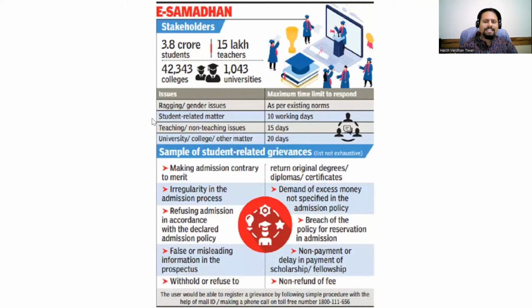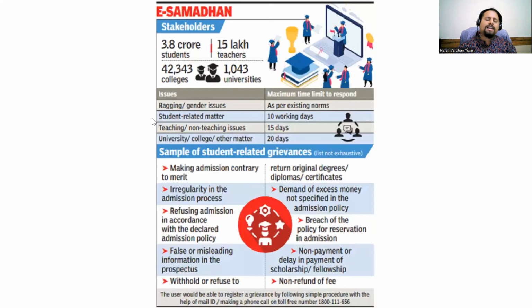Kind of student-related grievances, and what are those? The list is not exhaustive yet. Making admission contrary to merit, yes, that's one of the cases. Irregularity in admission process, withholding or refusing to return original degrees, and demand of excess money not specified in the admission policy. And in the higher education space in India, we have seen time and again that there are some of the channels which work in this domain, and completely they are violative of the admission, contrary to merit for that matter. Breach of the policy of reservation in admission, non-payment of scholarship, no refund of fees. So these are some of the grievances which have been listed.